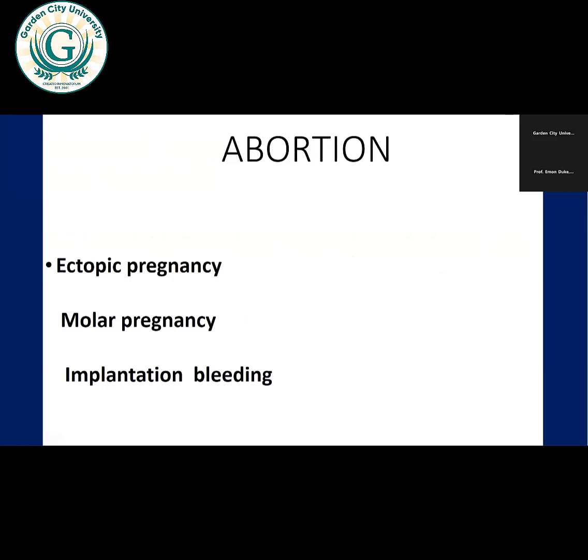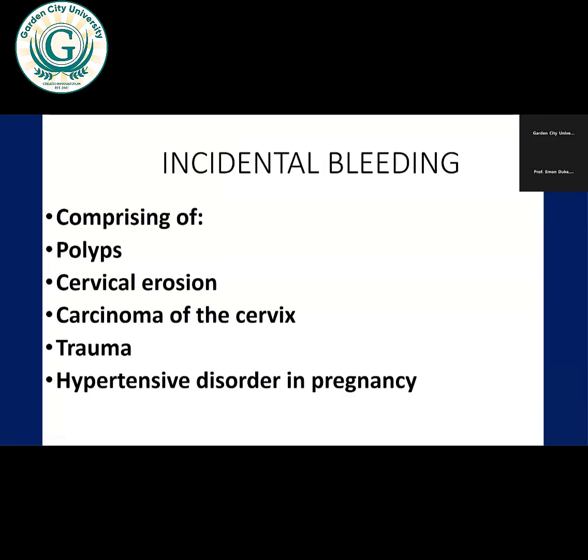So the conditions we have here, I don't know why abortion is at the top there, because ectopic pregnancy results in abortion. Molar pregnancy could give you bleeding, and one would think it's abortion. And then implantation bleeding, depending on the severity, one could feel her pregnancy is threatened. We will have abortion on its own.